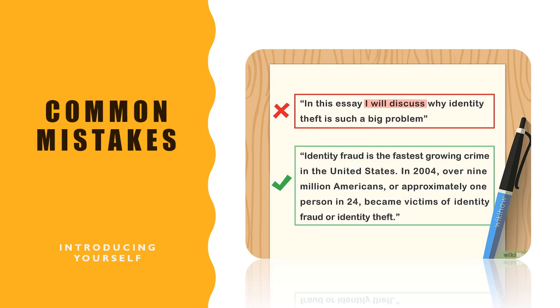So let's look at these 2 examples. Clearly, what you're not supposed to do is, in this essay, I will discuss why identity theft is such a big problem. Good would be, identity fraud is the fastest growing crime in the United States. In 2004, over 9 million Americans, or approximately 1 person in 24, became victims of identity fraud or identity theft. You can practice this by rewriting sentences.